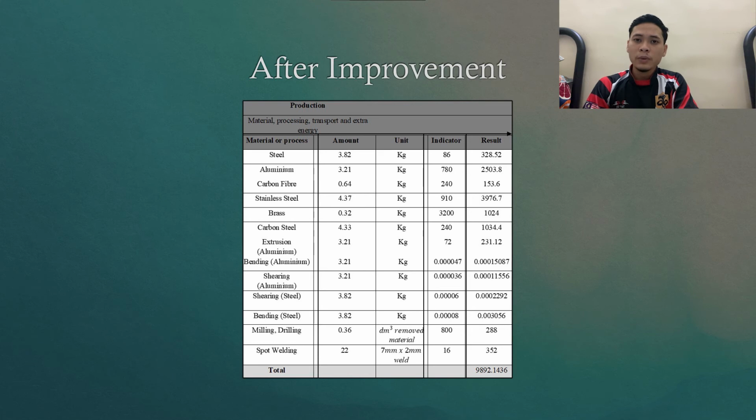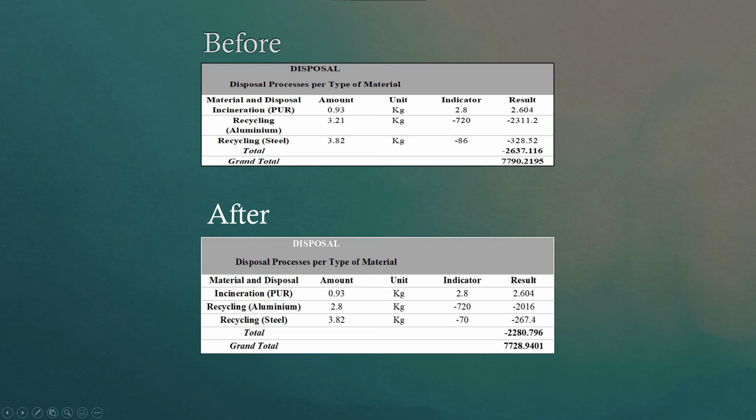Other than that, we also reduce the mass of aluminium used by reducing the dimension of the handlebar of the conventional bicycle. And then for the result, the grand total of the eco indicator is reduced from 77,090.21 to 77,028.94, by 61.28. Thus, this will increase the sustainability of the product and lengthen the life cycle.